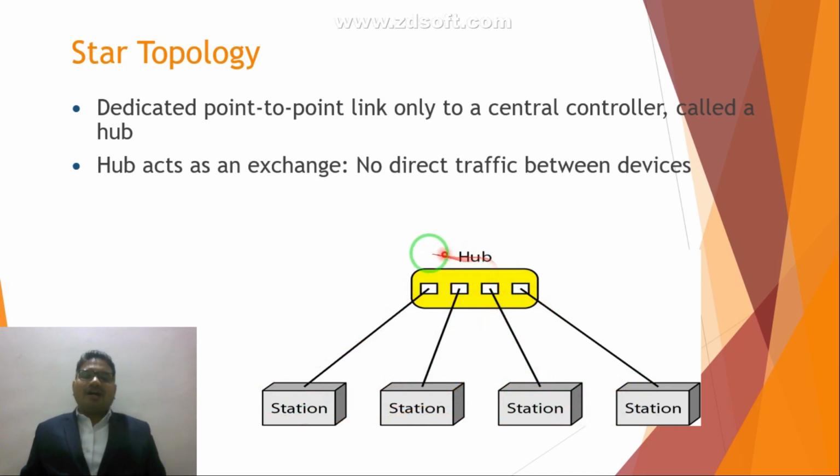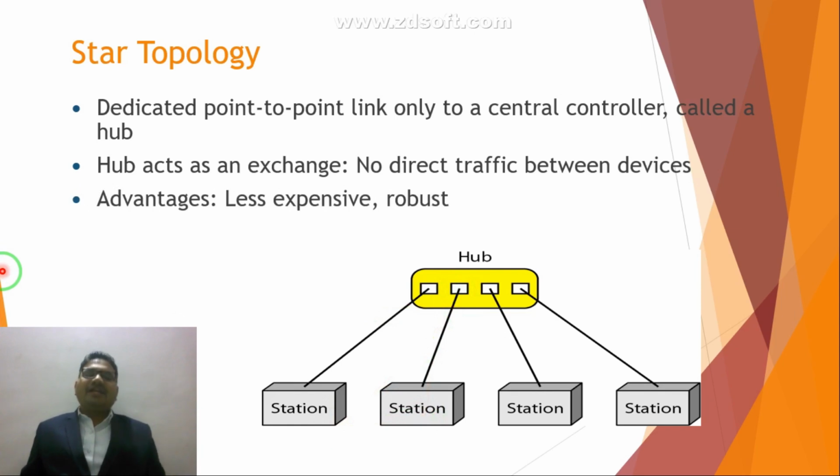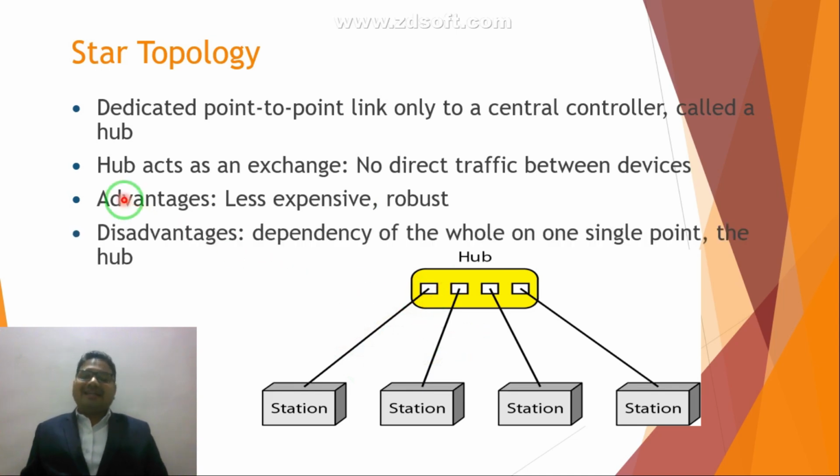So this switch or hub acts as your exchange. There is no direct traffic between these devices. They need to communicate through this switch or hub only. Advantages: as compared to mesh topology, it is less expensive and robust. The major disadvantage of star topology is the dependency of the whole network on a single point, a single controller. If any damage happens to this hub or switch, the entire network would collapse. But remember guys, in all your laboratories, in most colleges, everywhere, the majority use star topology.